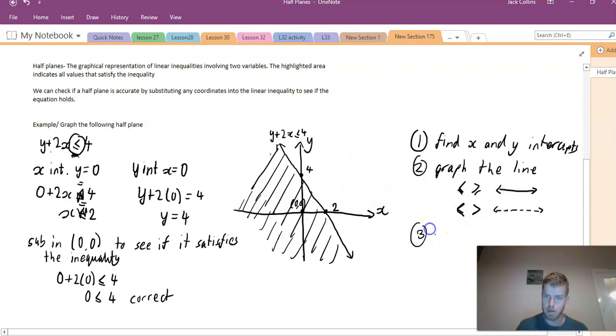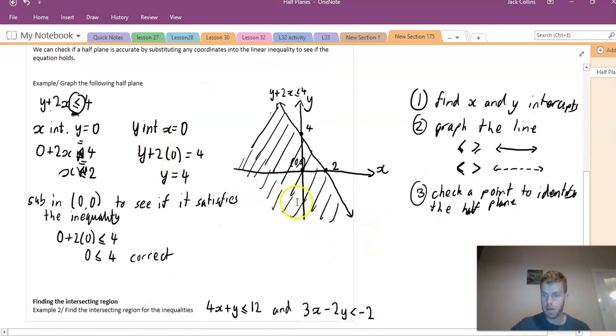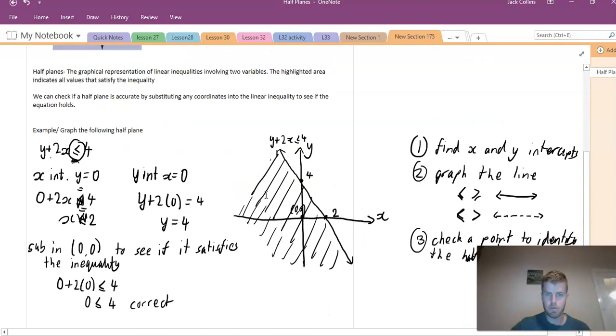So step 3 is check a point to identify the half plane. Okay. So if you go through those for any half plane question, you'll be able to graph that.